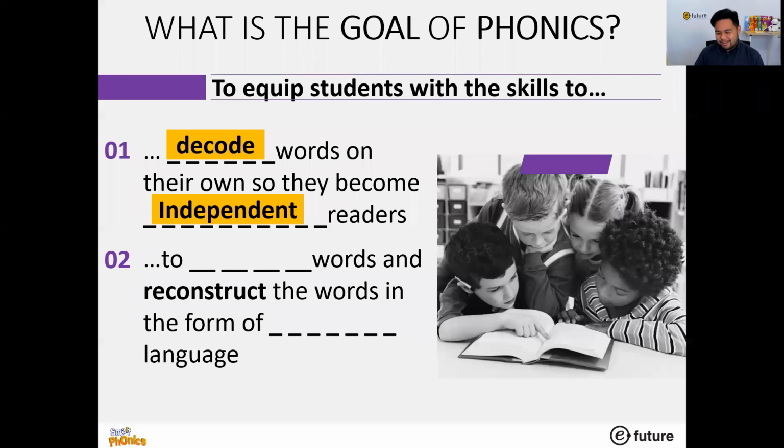Ooh, we're getting a little mix up here. Read and written. Hear, speak. So you guys are on the right track. Just kind of have to mix up the words a little bit. I see a lot of half correct answers here. So it's to hear words and reconstruct the words in the form of written language. So as a collective audience, we got the right answer. I saw a lot of hear and a lot of written. Just needed to put them together. Okay, so these are the kind of goals that we have for phonics.